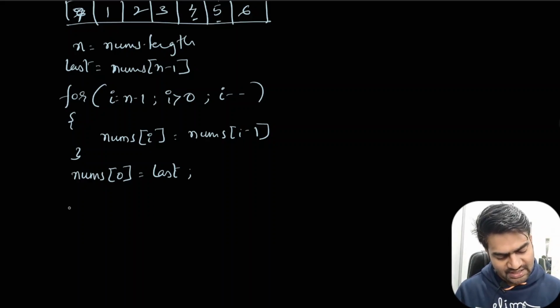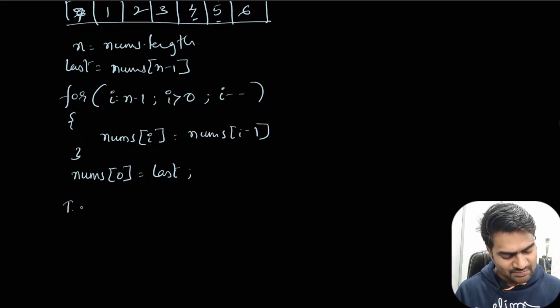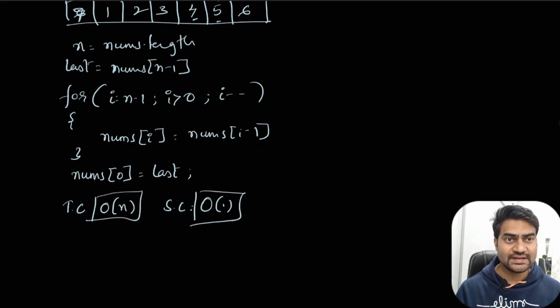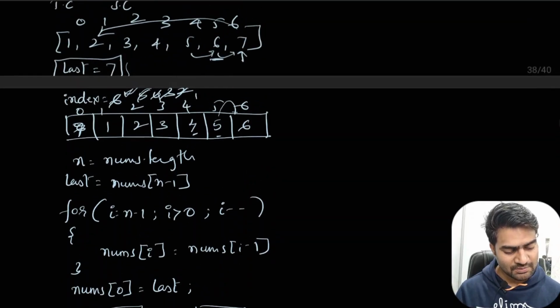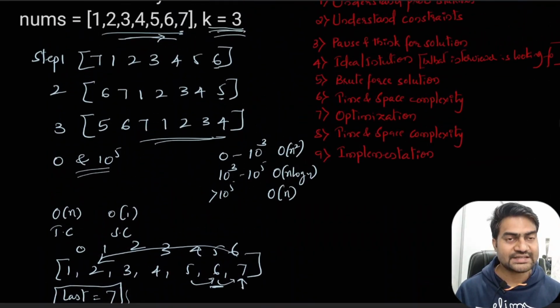So if you see, we do n shifts, right? That's why the time complexity is of order n, but space complexity is of order 1 because we are not using anything extra here. So this is for moving one position towards right, but that is not the problem here. So what problem states, we need to move k steps. K can be 1, k can be 2, k can be 3, or k can be n.